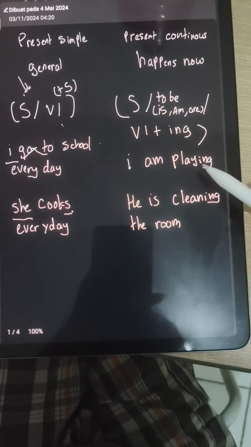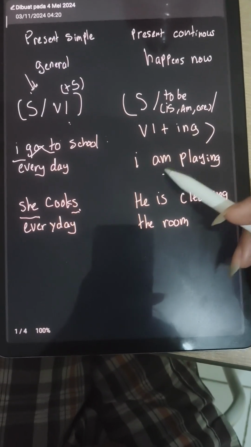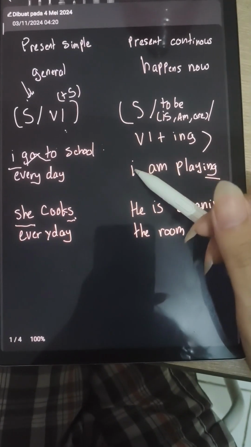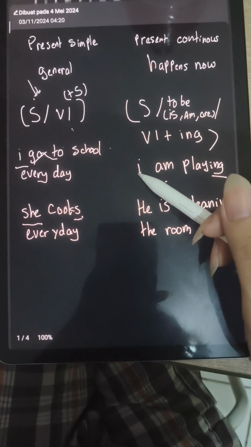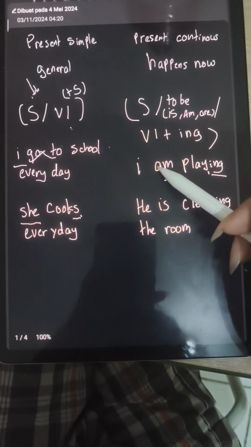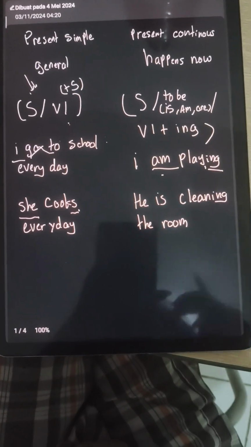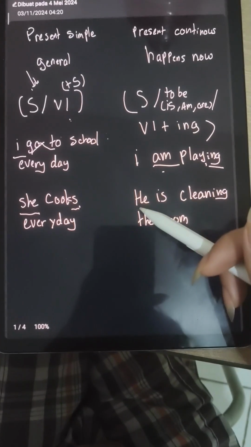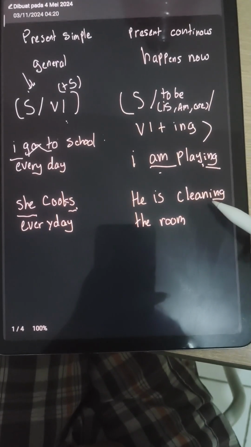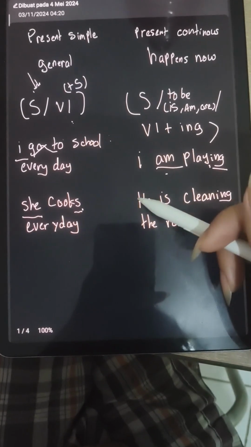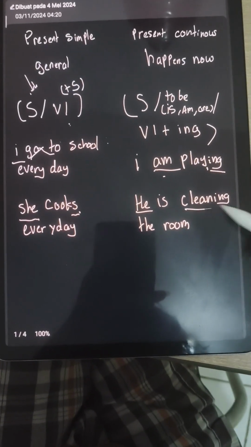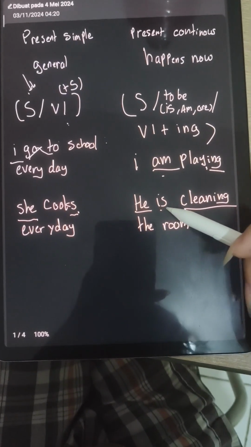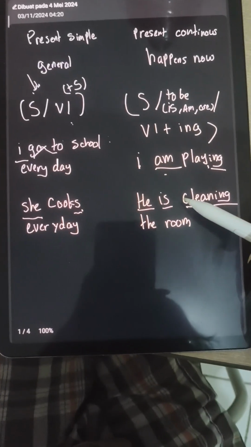I am playing. Remember the ing? Now, between the subject and the verb, there is something in between them. It's called to be. He is cleaning the room. He is your subject. Cleaning is your verb 1. Now, is is your to be.